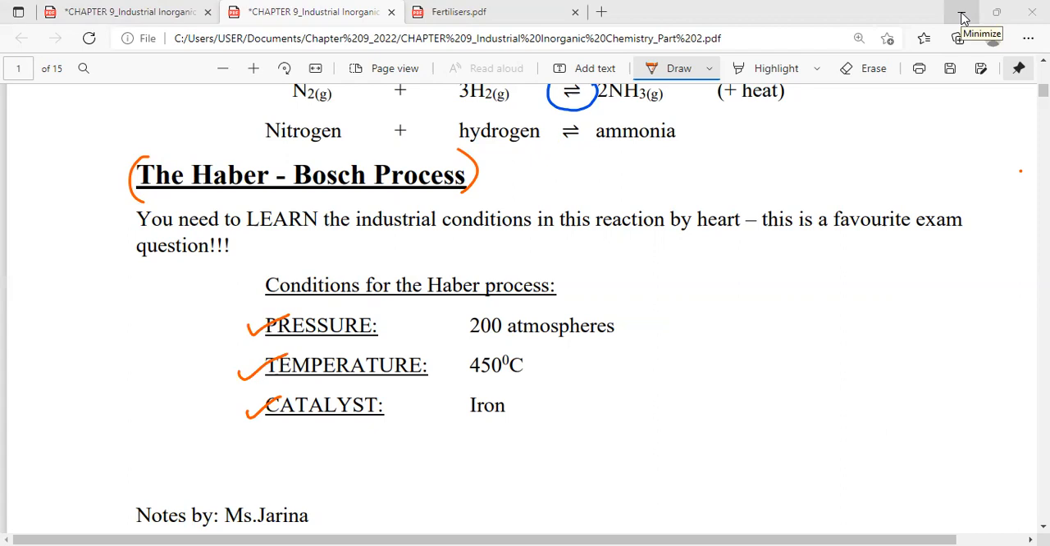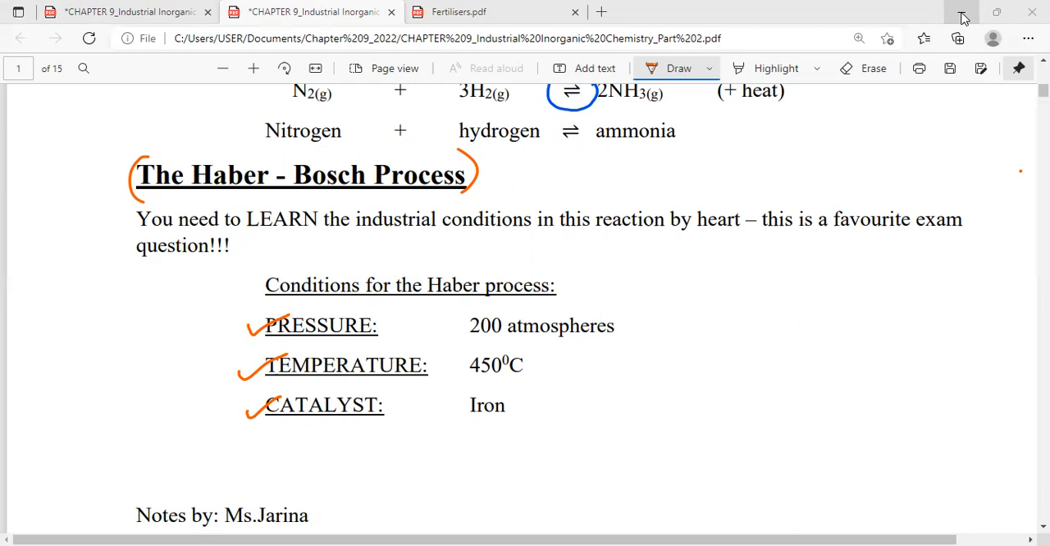Under rate of reaction in chapter 7, you have learned that when pressure increases, rate of reaction increases, and when temperature increases, rate of reaction increases. So you just need to remember these three conditions. But what happens is the conditions are so simple that when students write it for the exam, say the question says state the conditions for the Haber process, you just write 200 atmosphere, 450, and iron.